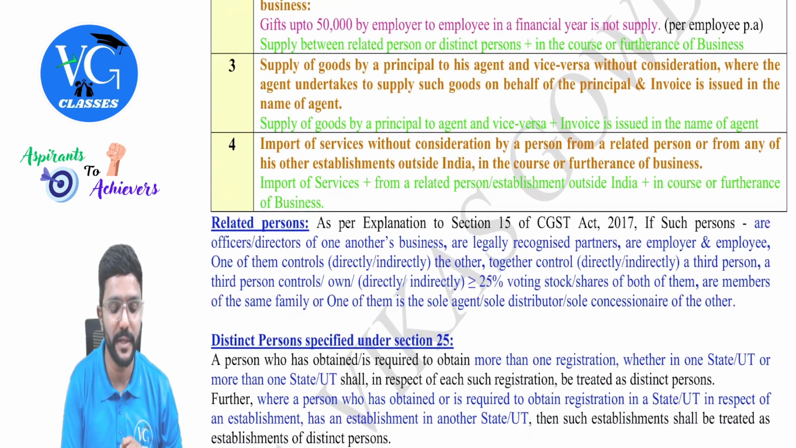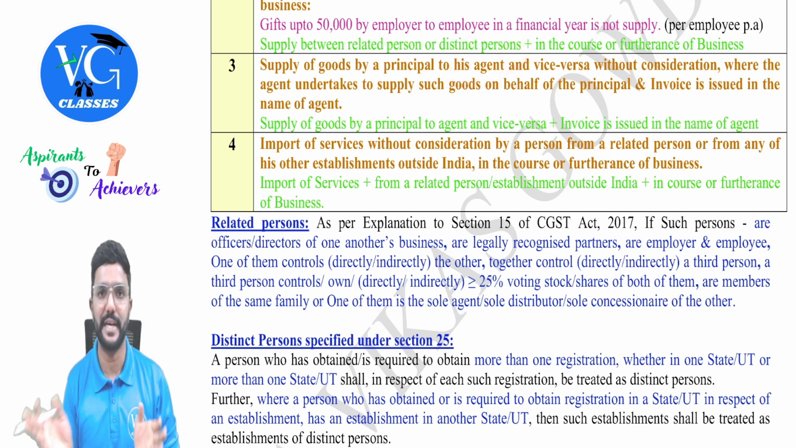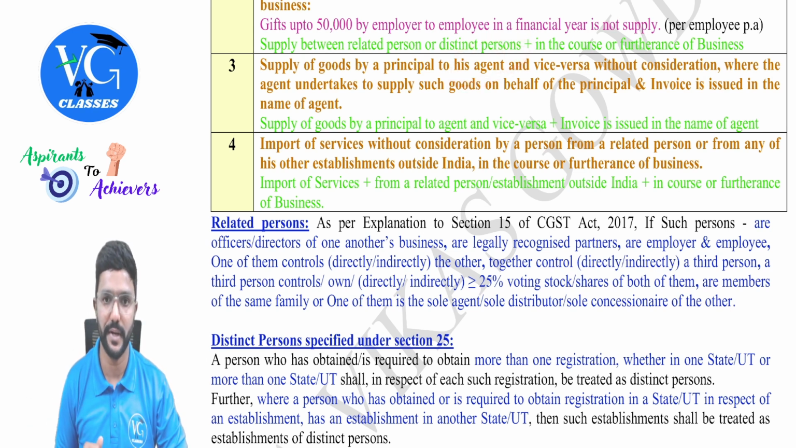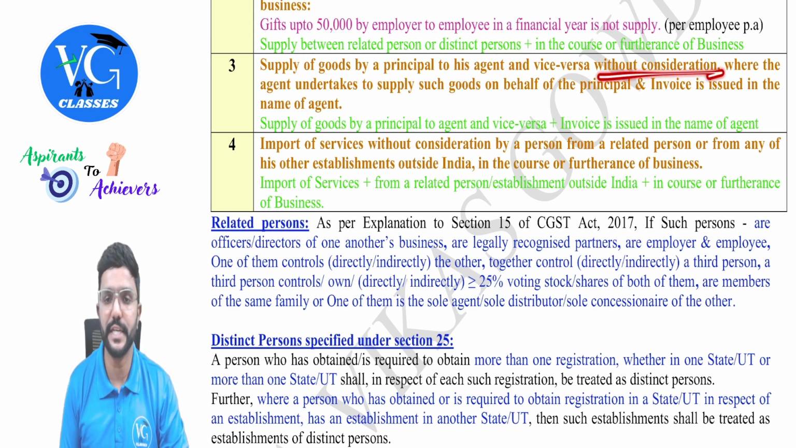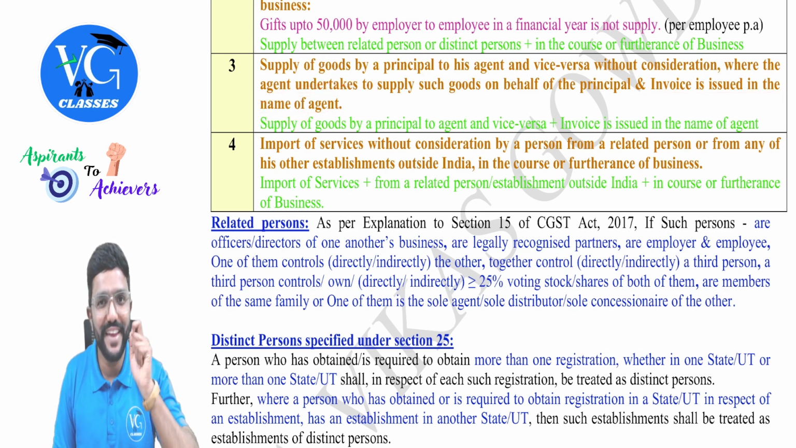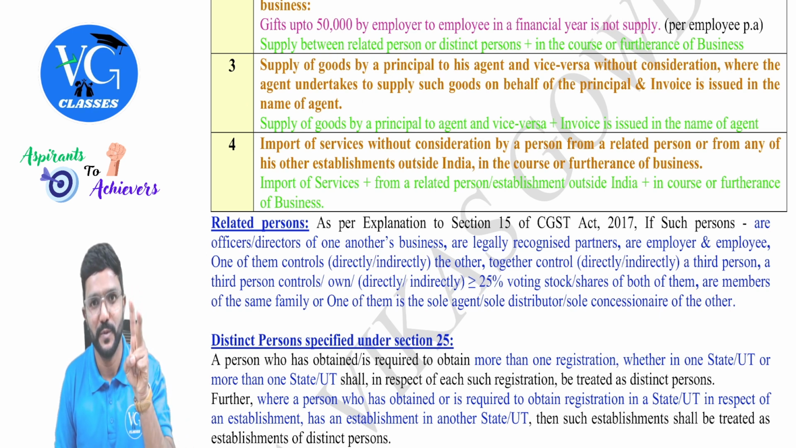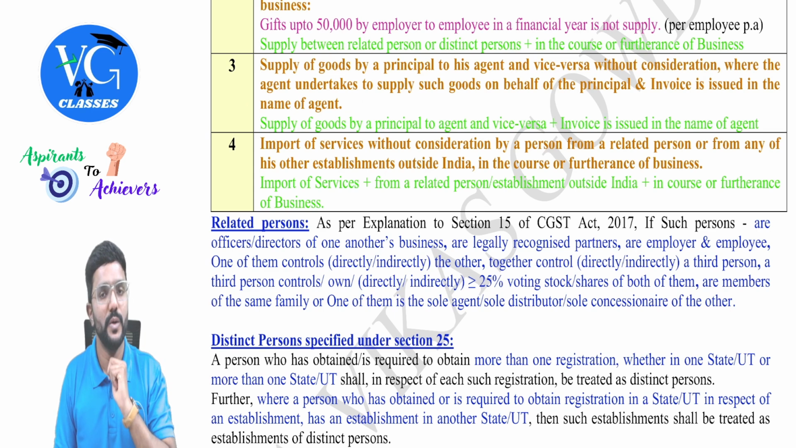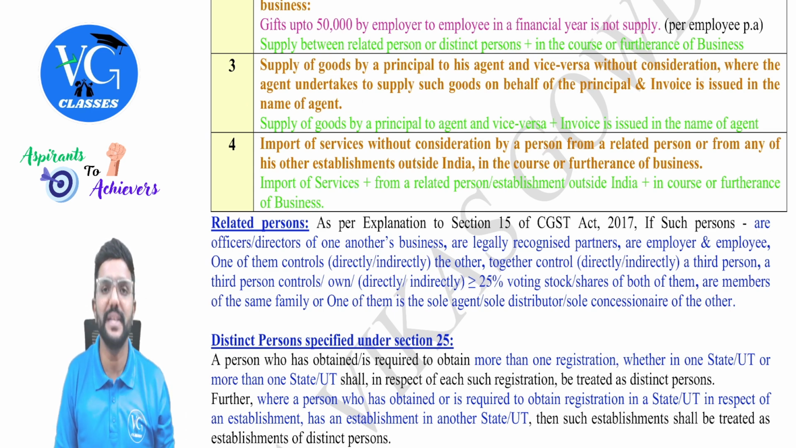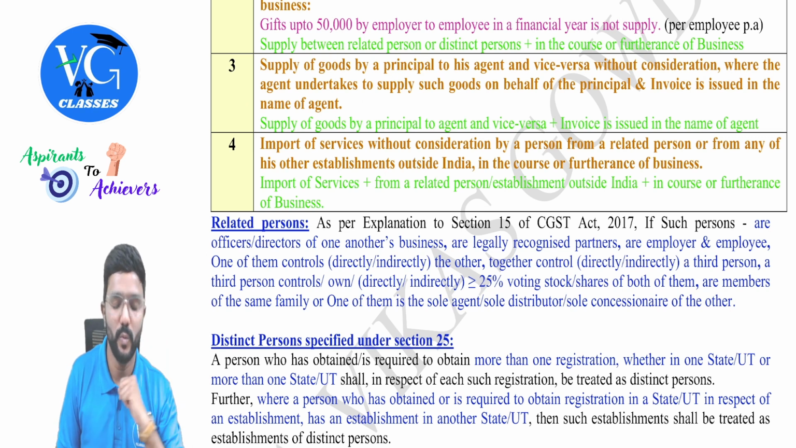Okay. Next, para 3. Supply of goods by a principal to his agent or vice versa. That is purchase as well as sales. Both are covered. Without consideration, where the agent undertakes to supply such goods on behalf of the principal and invoice is issued in the name of the agent. So if invoice is issued in the name of agent, there will be two supplies, guys. No, sir, if invoice is issued in the name of principal, then there will be only one supply.